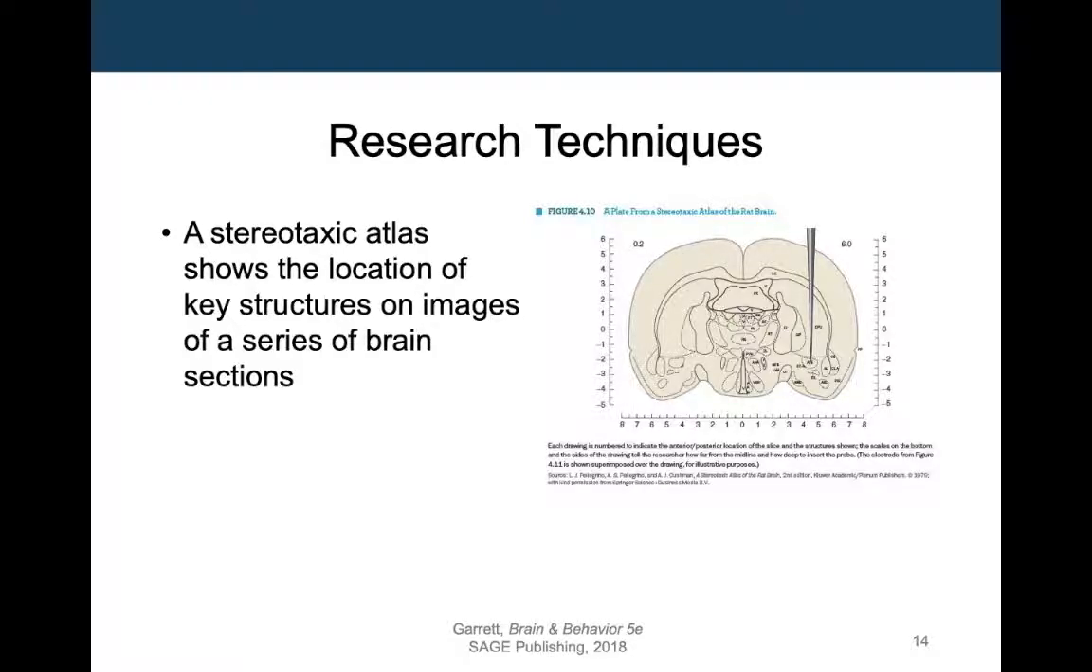So now we're getting into another technique, which is through stimulation, recording, and stereotaxic techniques. A stereotaxic atlas is pretty much something that tells us the location of some of the key structures of our brains based on images. You would see this in your textbook at times, where they may show you an image of where these various parts are located and what they may look like.